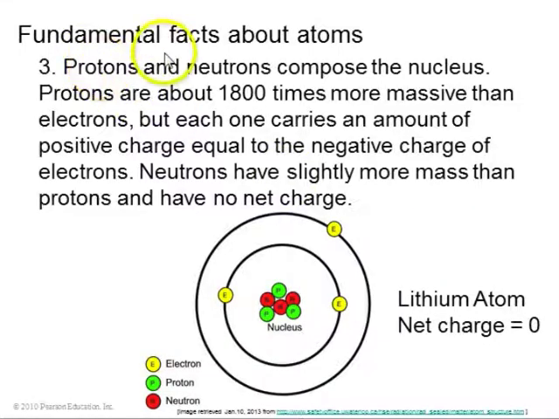Thirdly, protons and neutrons compose the nucleus, and protons are about 1,800 times more massive than electrons, and yet they carry the exact same charge, but just the opposite sign. And neutrons are a little bit more massive than a proton, but they don't have any charge.